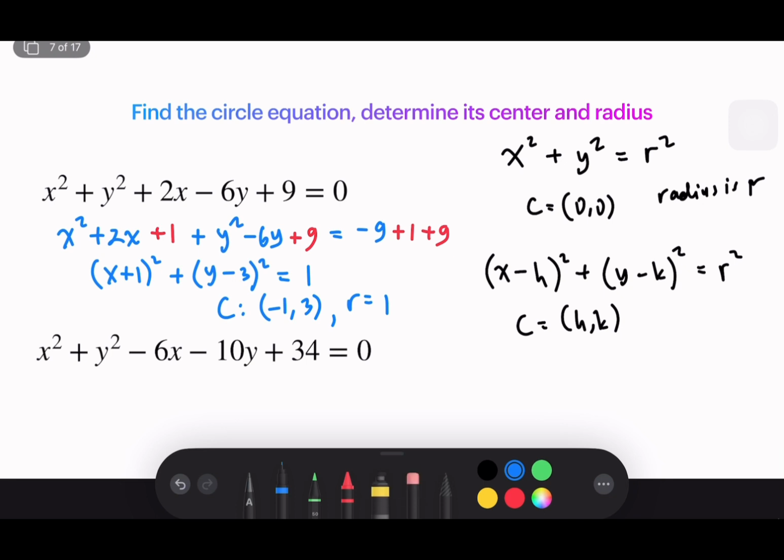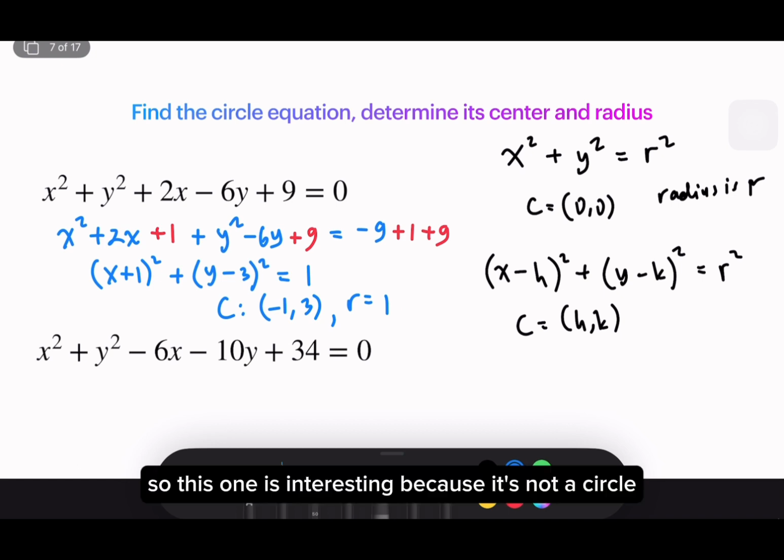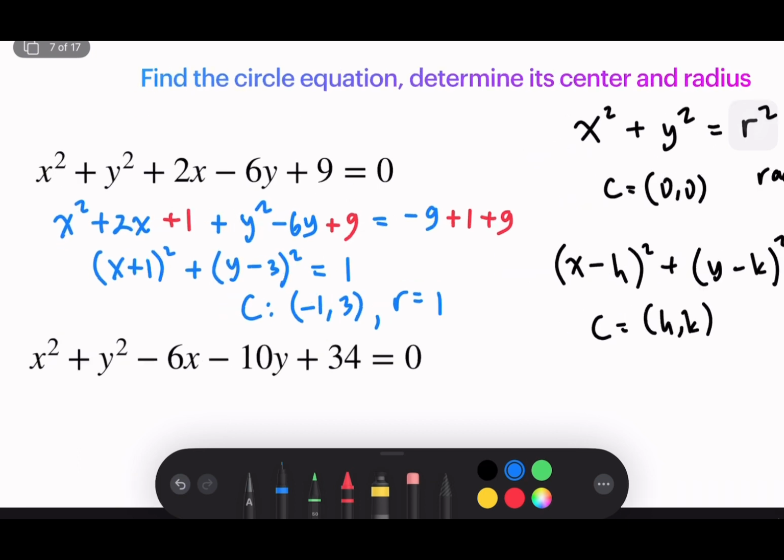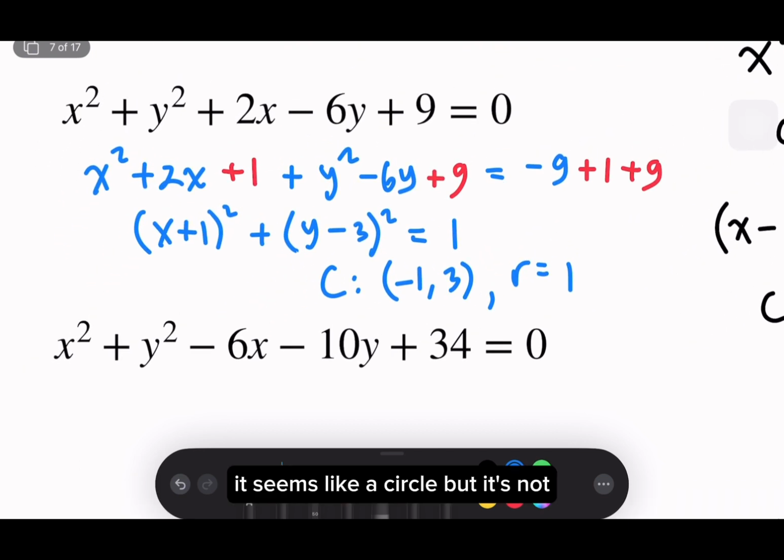Okay. Yeah. So what happens if we have radius 0? So it's only what? Yeah, right. It's just a point, not a circle, but a point. Correct. So this one is interesting because it's not a circle, right? It seems like a circle, but it's not. So we get the same formulations.